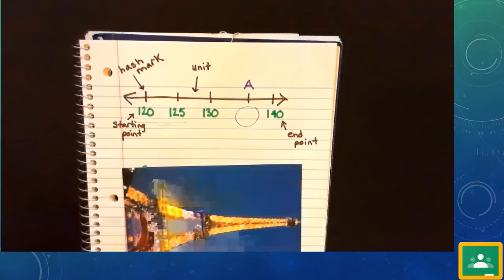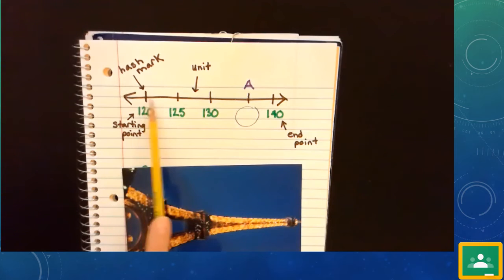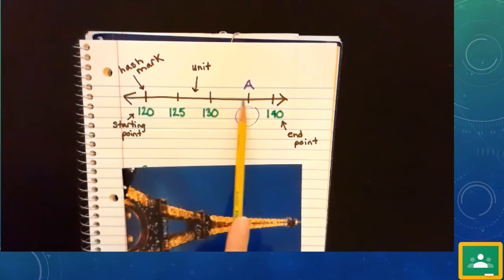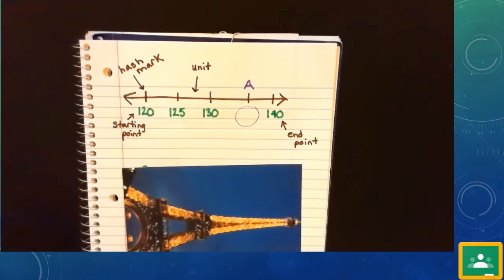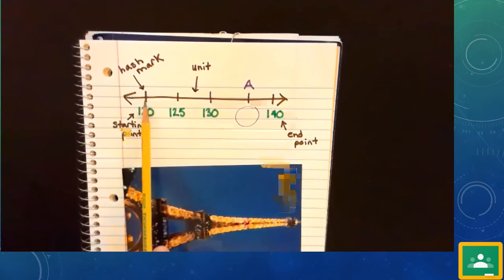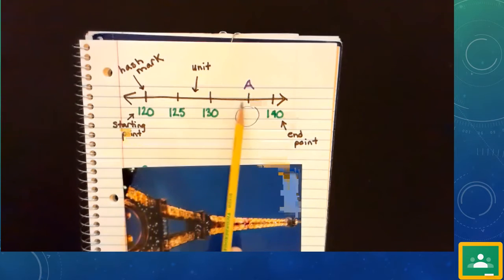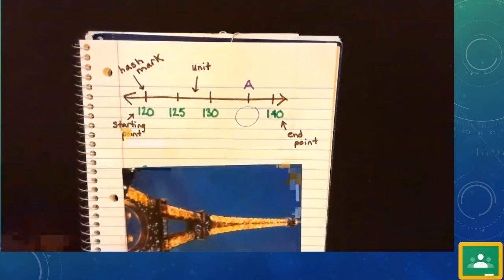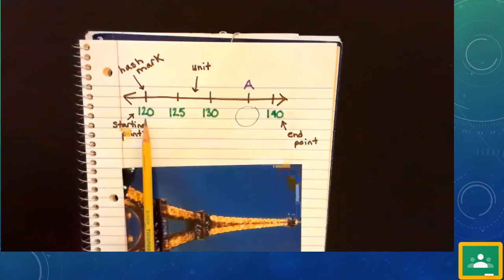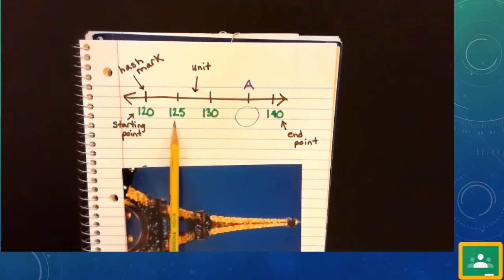And then the last bit of information is that space in between those hash marks. Those are called units. Just like on our rulers, we have units of centimeters or units of inches or a unit of feet, and that means it's the space between each number, okay? Unit. So looking at this number line, I have 1, 2, 3, 4 units being shown. And I have some numbers also listed. I have 120, 125, 130, I don't know yet, and 140.